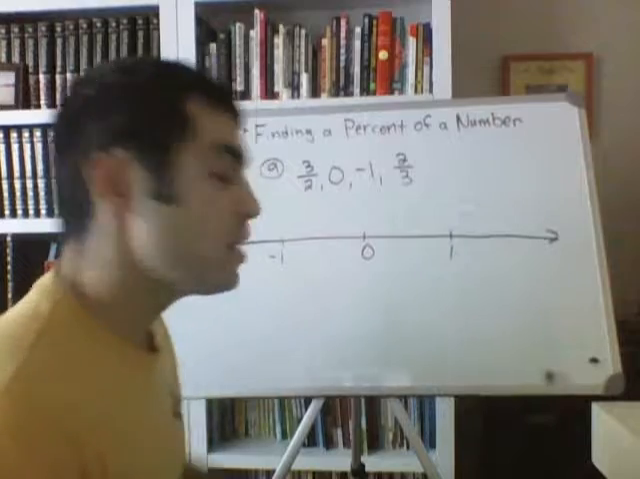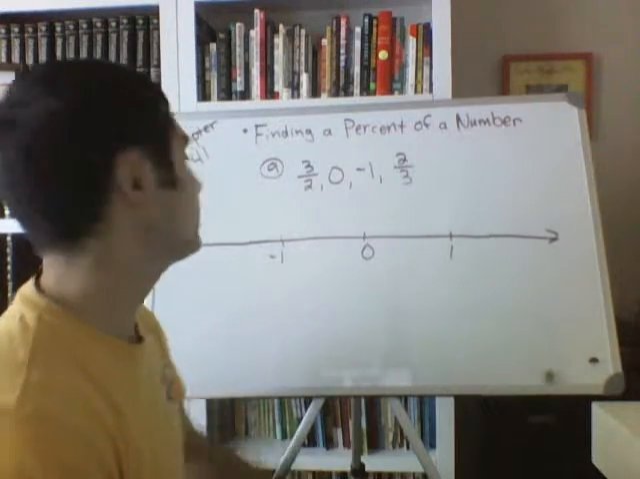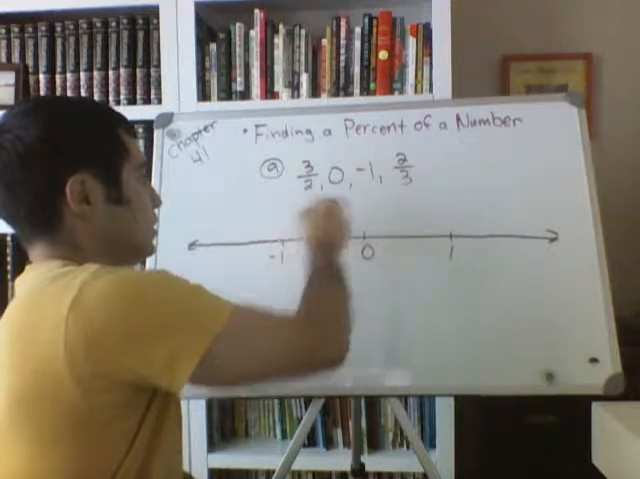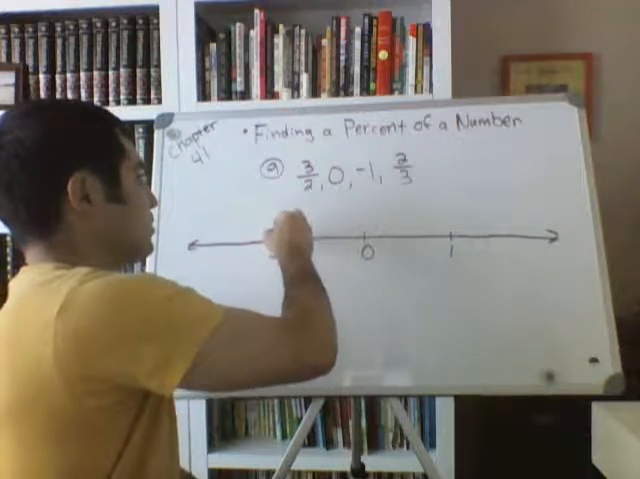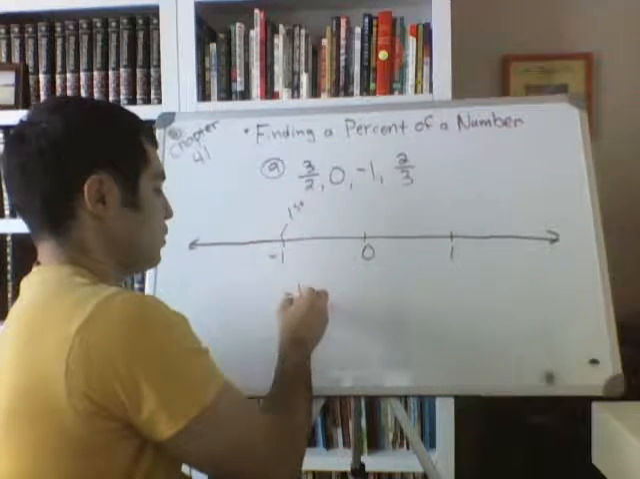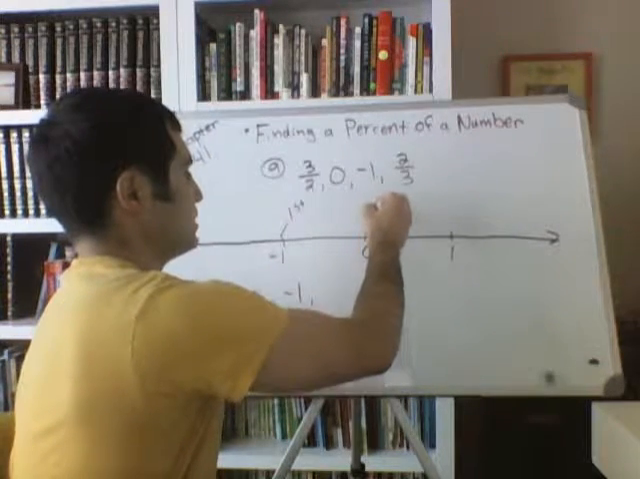Alright. Number 9 says take these numbers and arrange them in order on a number line. Alright, so 0 is obviously right there. Negative 1 is the only negative number, so that would be first. So negative 1 goes first. 0 would go next. That's second.